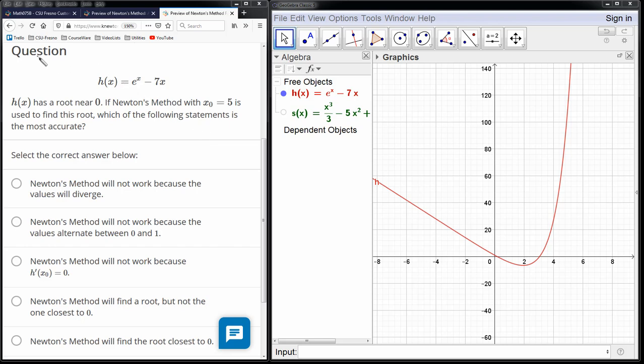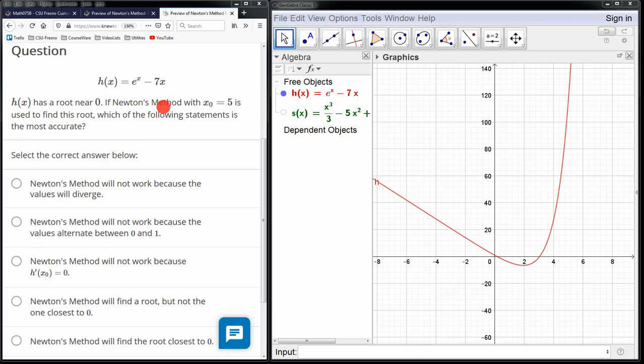So anyway, here's the question. We have this function e to the x minus 7x, and I went ahead and used GeoGebra to graph a picture of it. And we can see that it has a root, or an x-intercept, near 0. It also has a root around 3, but I don't care about that, I guess. Or maybe I do. We'll see.